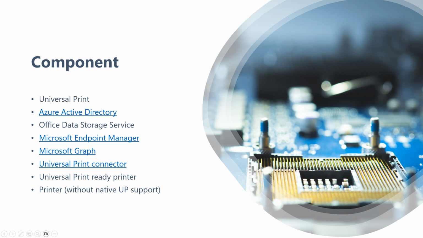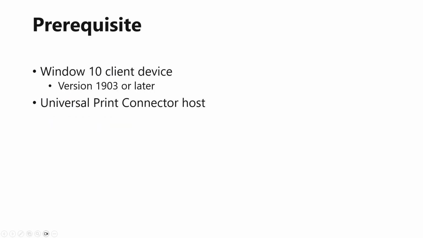Alright, so what are the components? The components of Universal Print: Universal Print, which is a service in Azure, Azure Active Directory, Office Data Storage Service, Microsoft Endpoint Manager, Microsoft Graph, Universal Print Connector, Universal Print Ready Printer, and Printer Native.